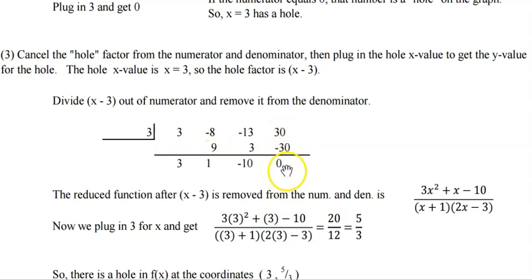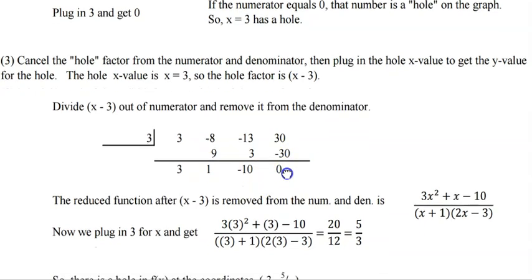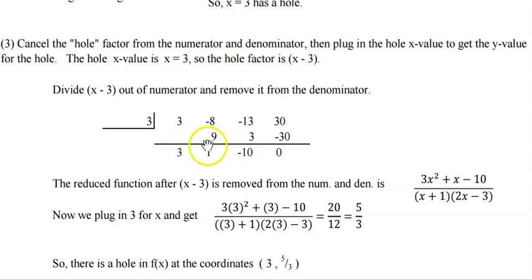And we should get a remainder of 0 because we know that when we plug in 3 to the numerator, we get 0. So the remainder theorem says that the remainder should be 0. So now what we're going to do is this: 3, 1, and negative 10 are our new coefficients for the numerator, 3x squared plus x minus 10. And you can see that right over here, okay?